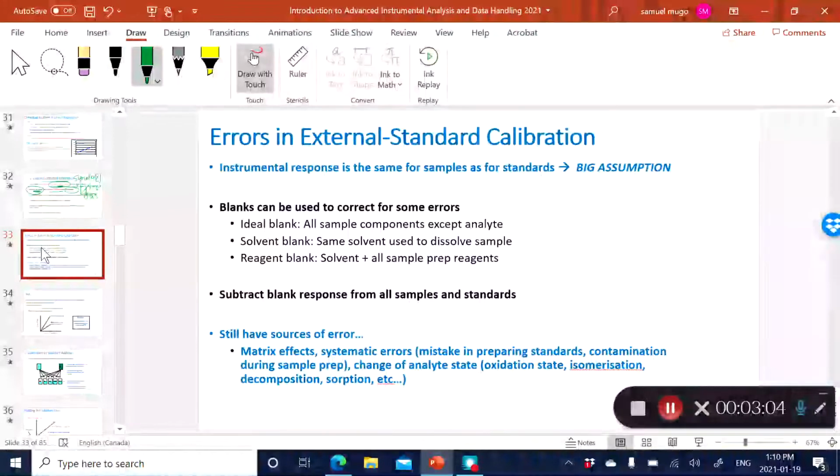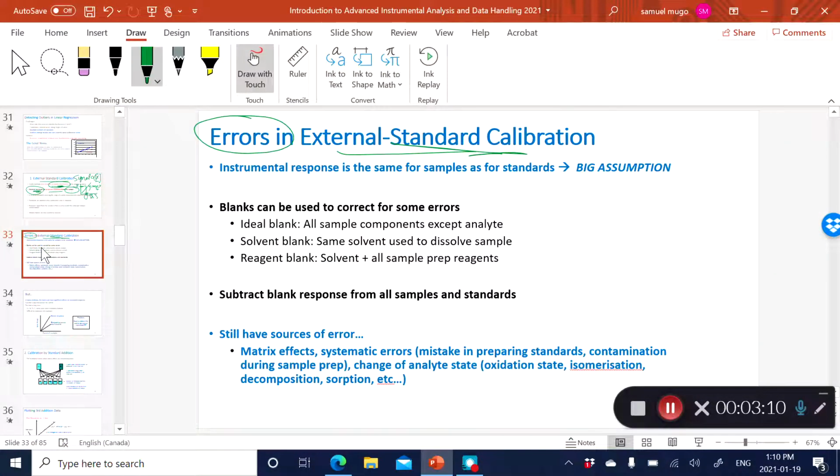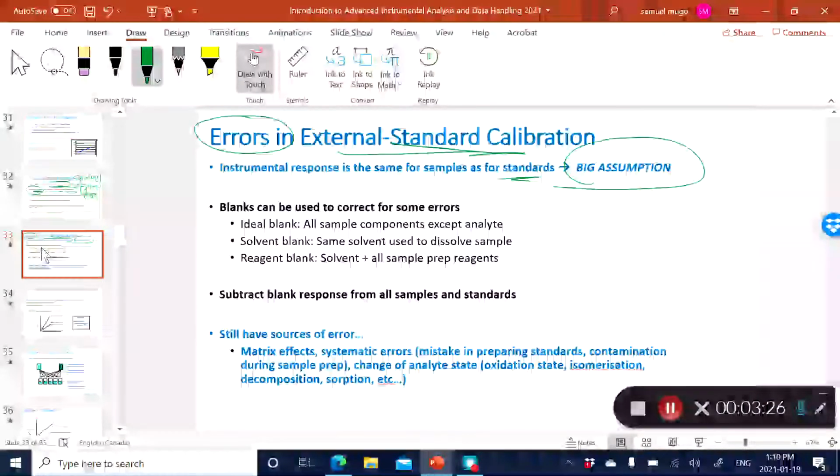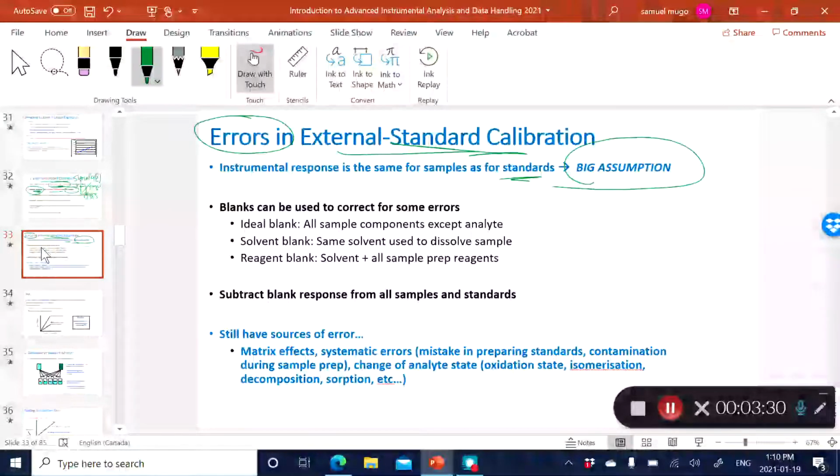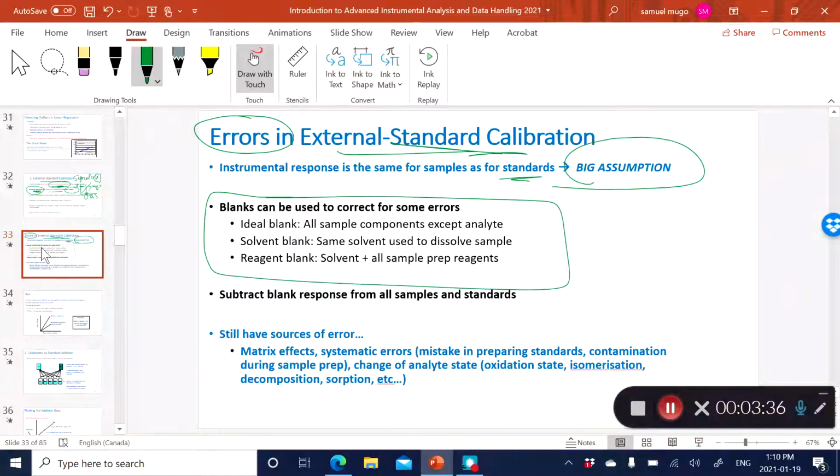standardization calibration. So just to summarize very quickly, with the external calibration method, as I've said, the error involved is that huge assumption that the instrument responds to the sample in the same proportion as to the standards, which is not completely true because, again, of the presence of the matrices. So the way you correct for these errors using external standard calibration is using blanks.